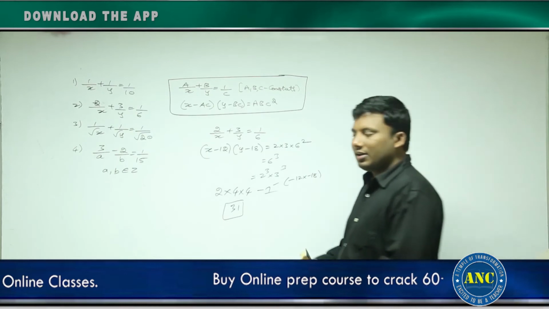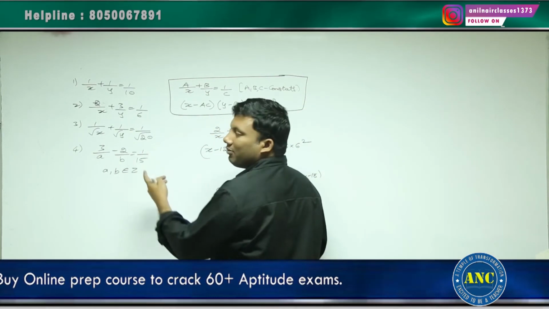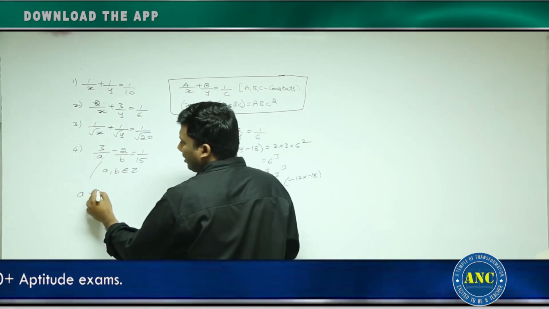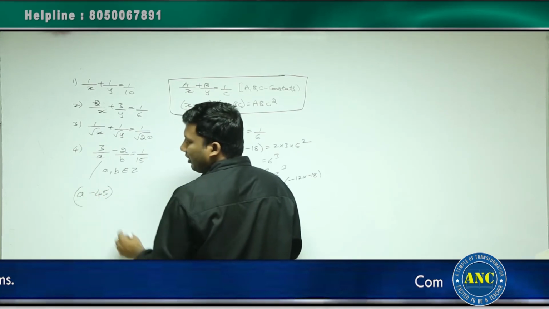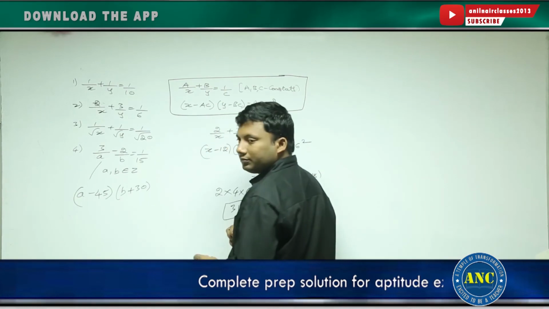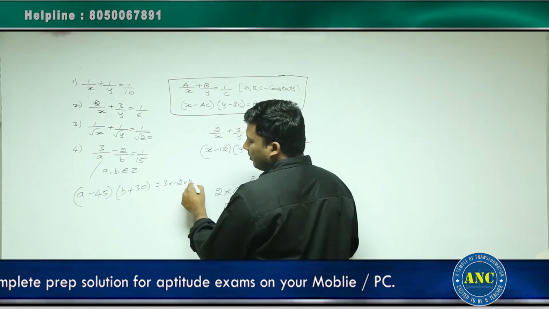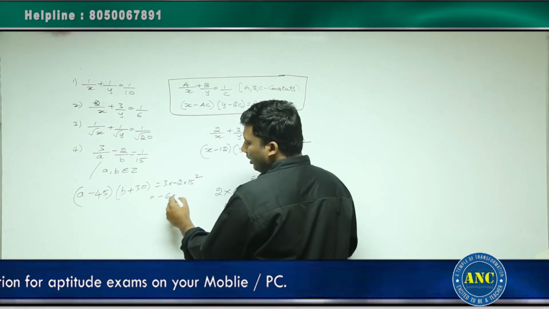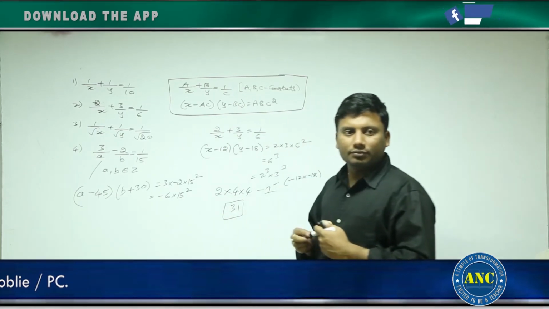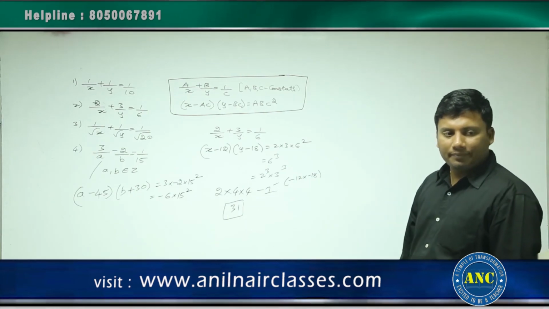Fourth one, the fourth one also you can solve directly. The only thing is that plus 1 by b, this b value will become minus 2. That's the only difference. (x minus AC) is a minus 45, (y minus BC) is b plus 30, equivalent to a into b into c square, minus 6 into 15 square. You can solve it, right? Yep, clear, right?